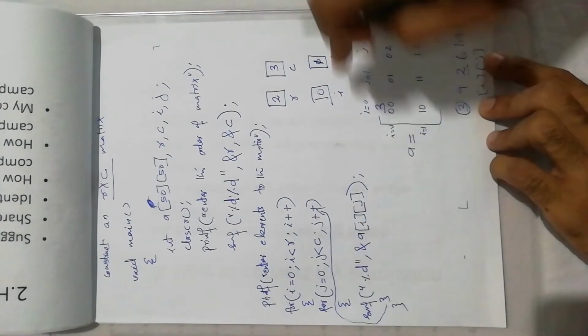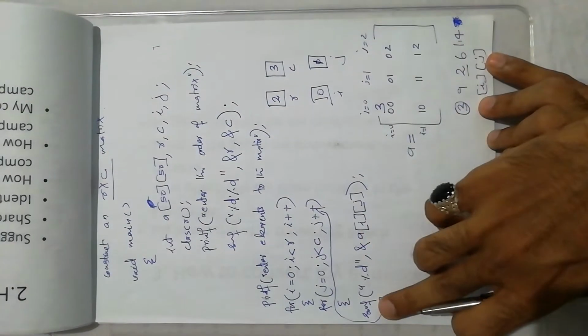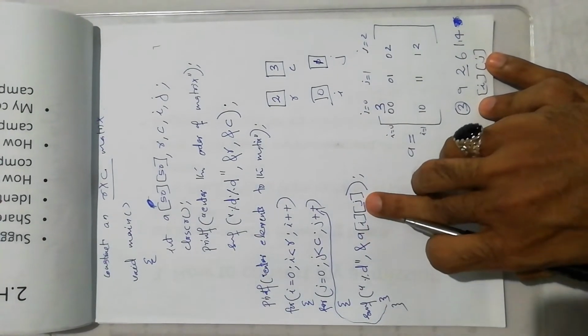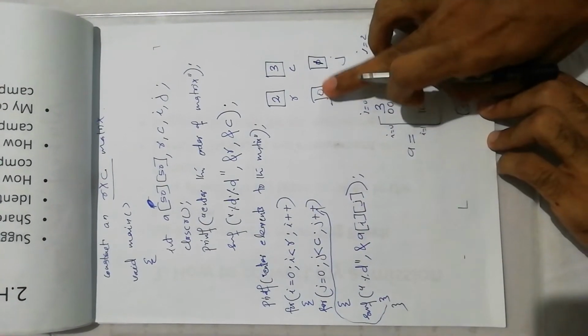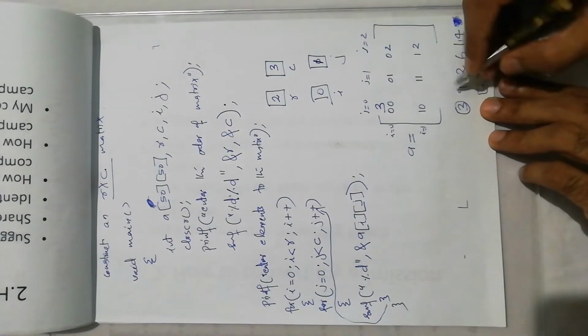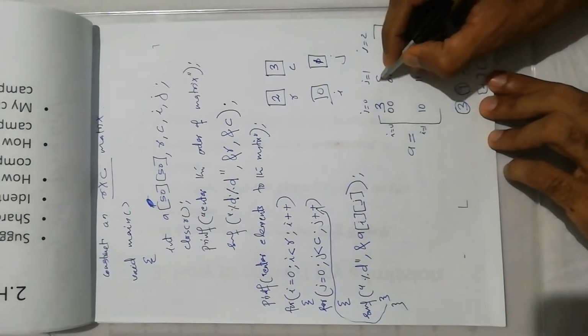j less than c, 1 less than 3 is true. Enter into the body, scan of percentage d comma a of ij. A of ij means a of 0 1. This is a of 0 1. My next element 9 goes to a of 0 1.